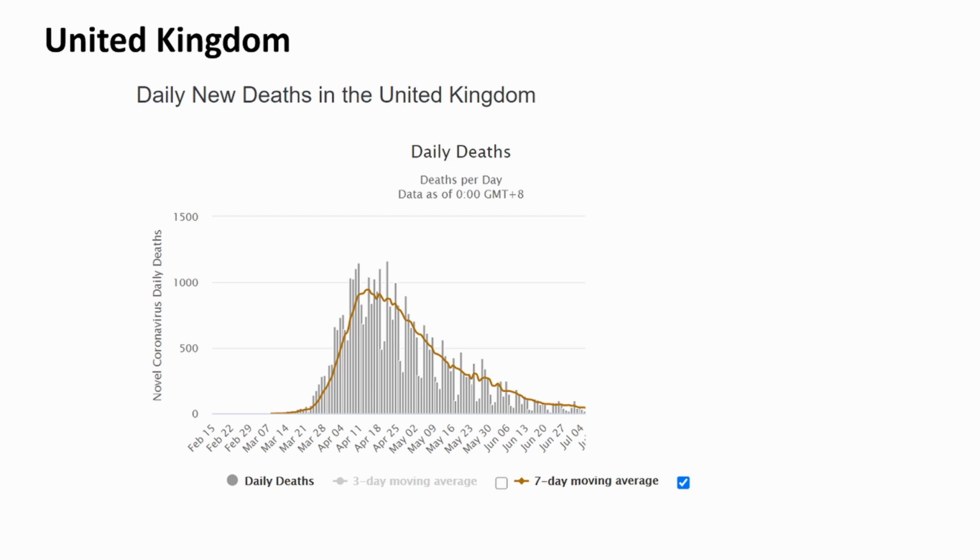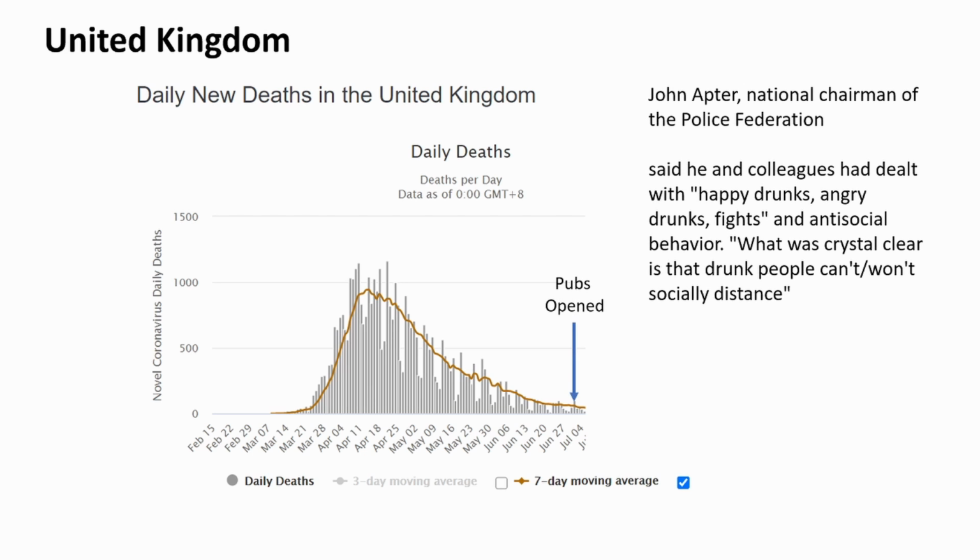Let's look at the United Kingdom. Pubs opened on July 4th, and there was a lot of concern from many that this would ignite a second wave of hospitalizations and deaths. Let's be clear. Indoor restaurants, pubs, nightclubs, these are transmission paradises for this disease. But due to prior community exposure, the United Kingdom saw no increases.